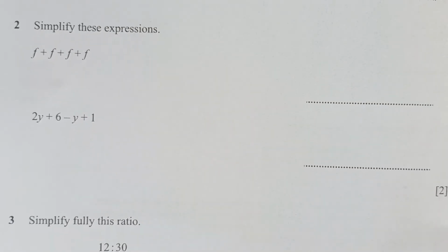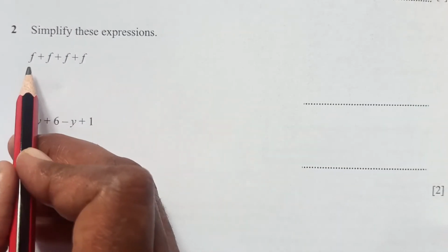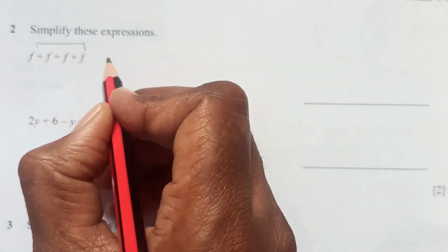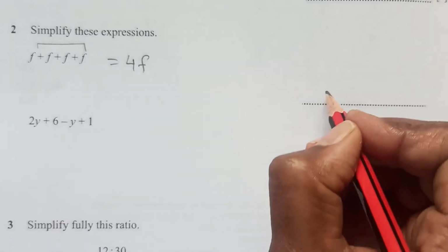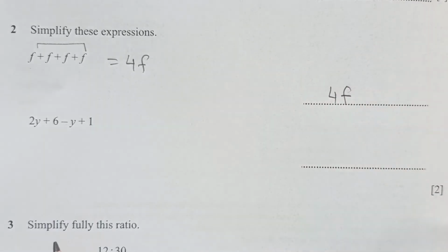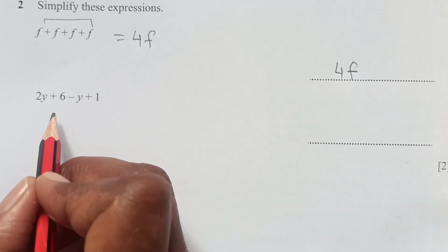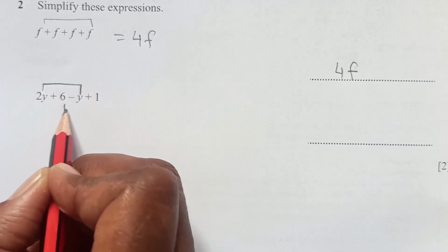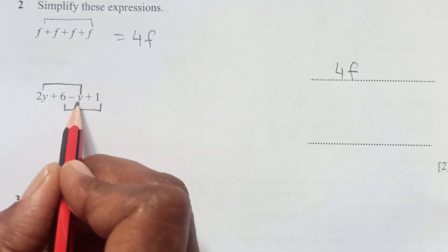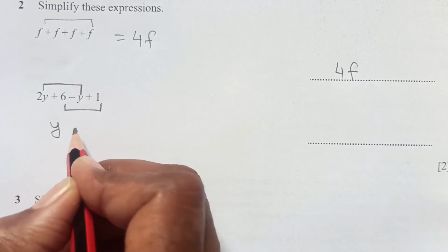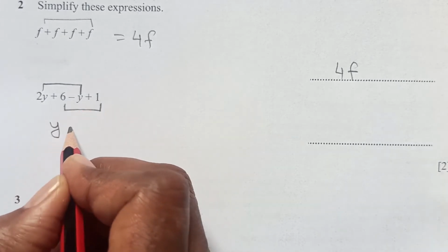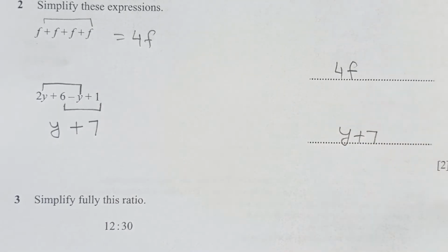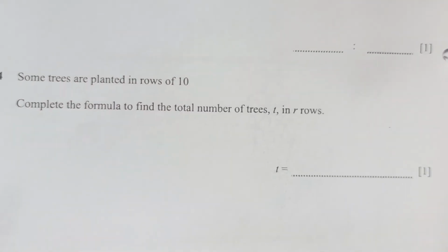Here is another very simple question. Simplify these expressions. We have f plus f plus f. So f is repeating 3 times, so that means it is 3f. Then here we have 2y plus 6 minus y plus 1. So we need to combine the like terms, y and y. 2y minus y is y. 6 plus, both are positive, 6 plus 1 is 7. So y plus 7.